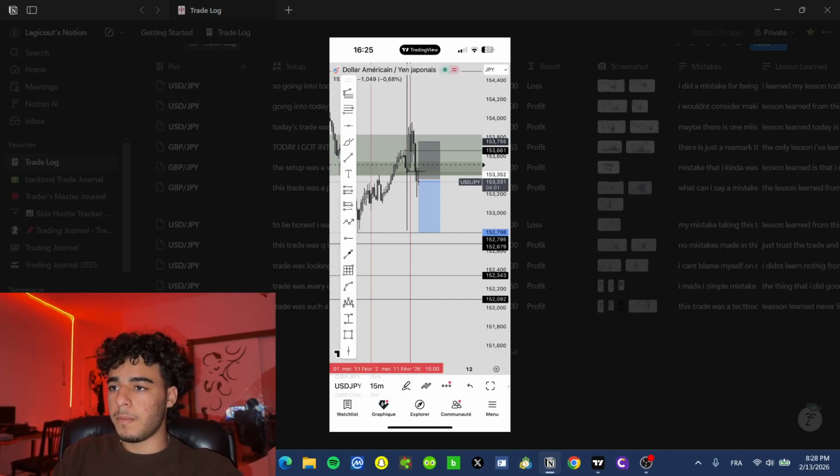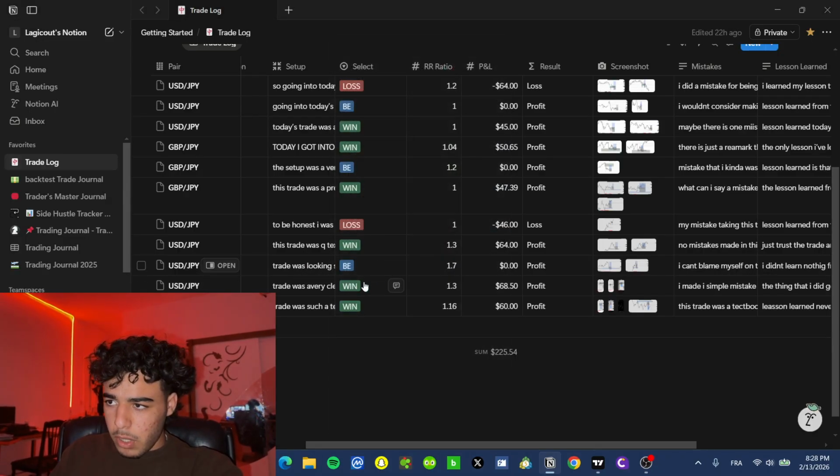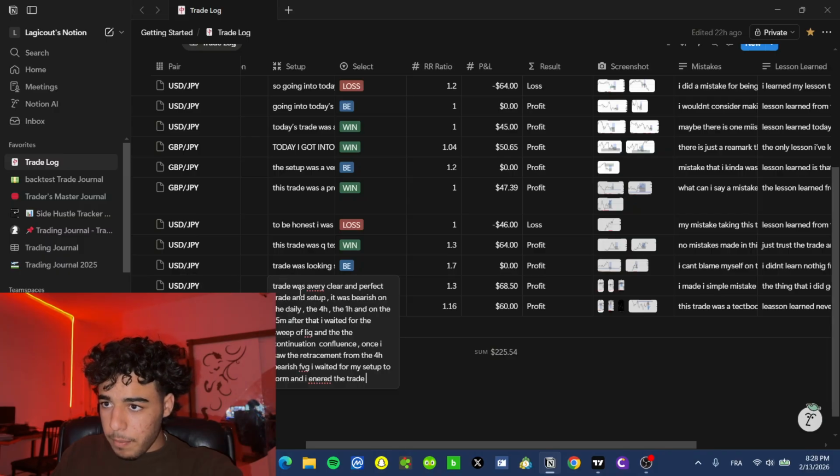So with this trade, the 4 hour time frame was bearish. The trade was a very clear and perfect trade. It was bearish on the daily, bearish on the 4 hour, bearish on the 1 hour, and on the 15 minute. After that, I waited for the sweep of liquidity, which happened right when the New York session started.